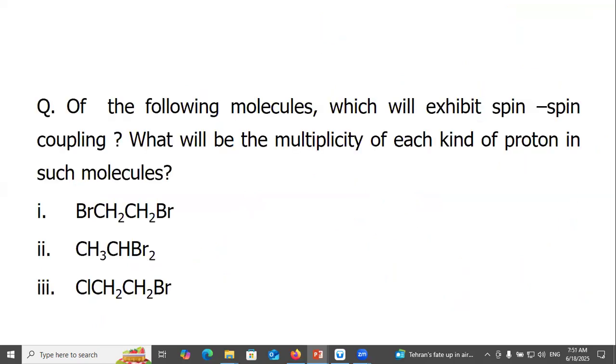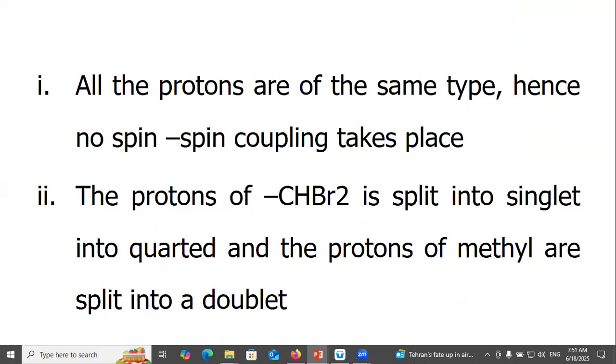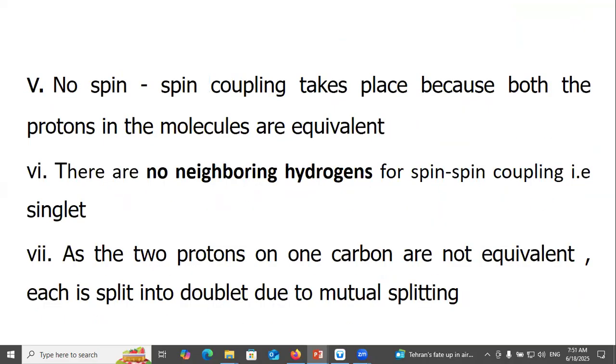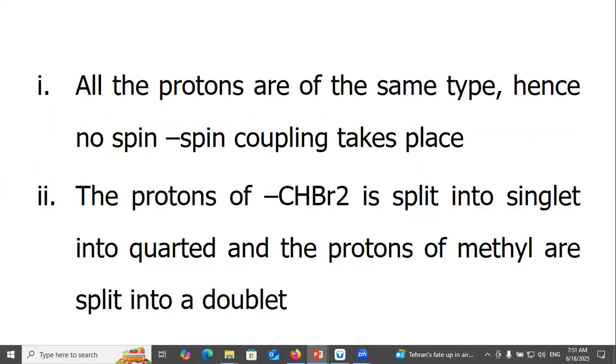For example, in case of bromochloroethane, spin-spin coupling does not take place because there is no hydrogen on the bromine-bearing carbon. Consequently, there are no non-equivalent protons on the neighboring carbon with reference to any methyl group. No spin-spin coupling takes place because both the protons are molecularly equivalent in case of example 5.